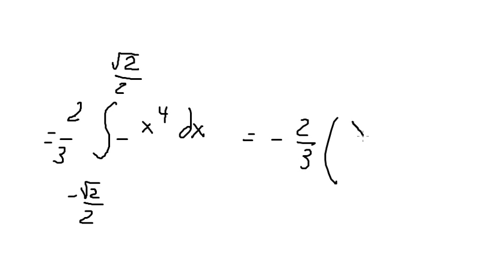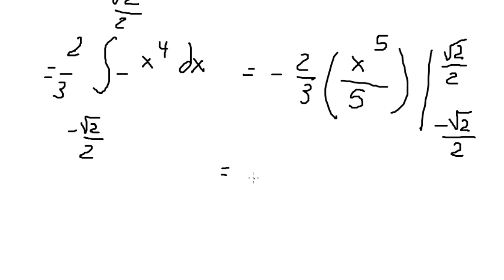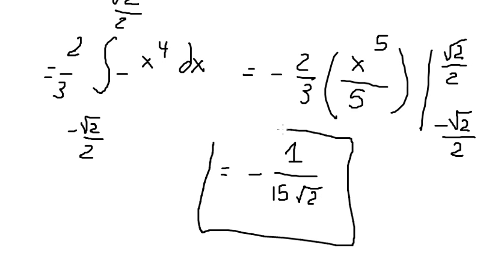we have x to the power of 5 over 5, and we put the bounds from negative square root of 2 over 2 to square root of 2 over 2. We calculate this one. So we have negative 1 over 15 times the square root of 2, and this is the final answer. This is the end.